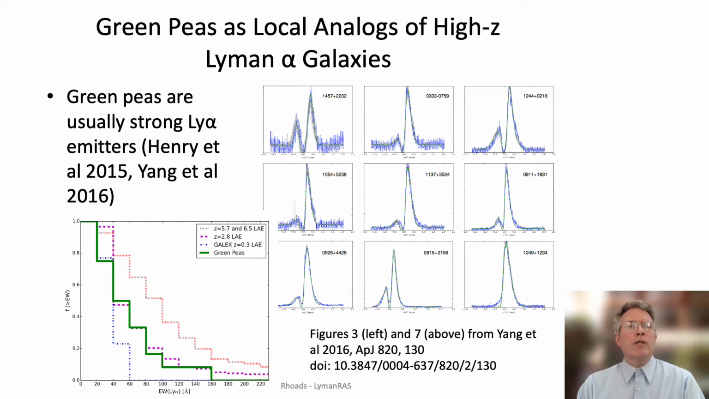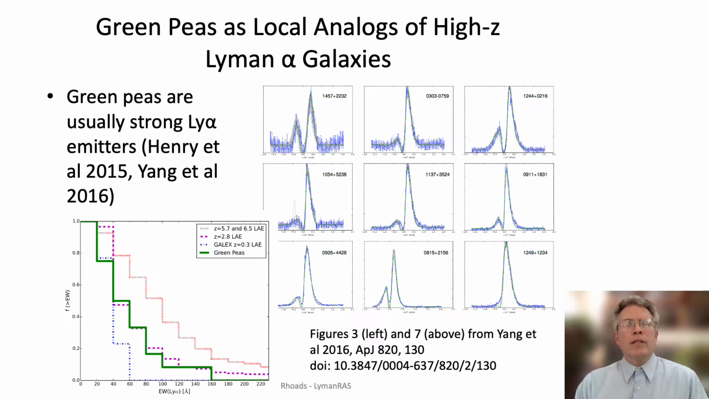and the left-hand panel on this slide shows the equivalent width distribution from Huan Yang's 2016 paper. The heavy green line is for the green pea sample. This is a cumulative distribution of rest frame Lyman alpha equivalent width. Where the cursor is right now is 100 angstroms, and this lowest bin is 20 angstroms, which is about where you start thinking of something as a strong Lyman alpha emitter comparable to the ones that we select with narrowband searches at high redshift. And the comparison samples here are redshift 5.7 Lyman alpha and redshift 2.8 Lyman alpha in purple, which is the closest match, and Galex Lyman alphas at redshift 0.3 from Isaac Wold's work.